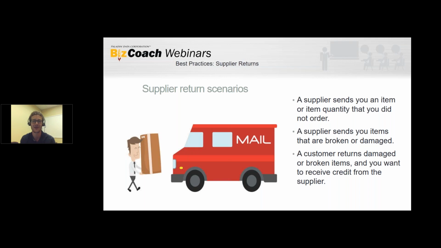So we're going to talk about how to send some of those items back and track it in Paladin, or not track it in Paladin, depending on what your supplier likes you to do and what your preference is. And then finally, a customer returns a damaged or broken item that you didn't catch while receiving it into the store. It's been sold. It did not work as advertised. It has been returned to you. And now we want to get a credit for that from the supplier.